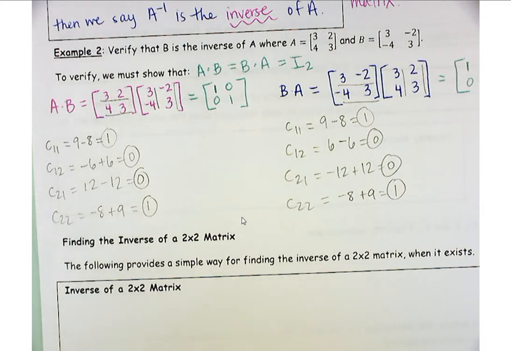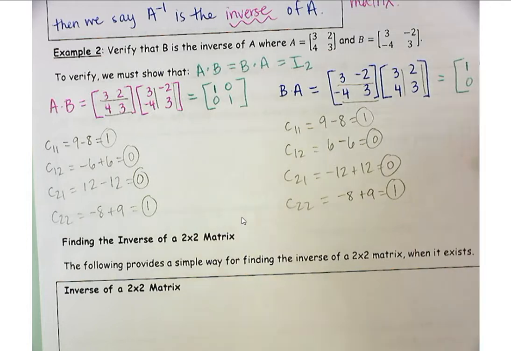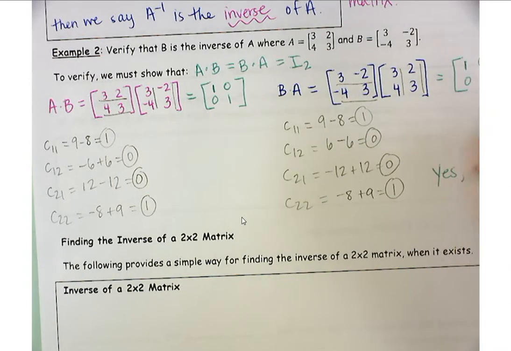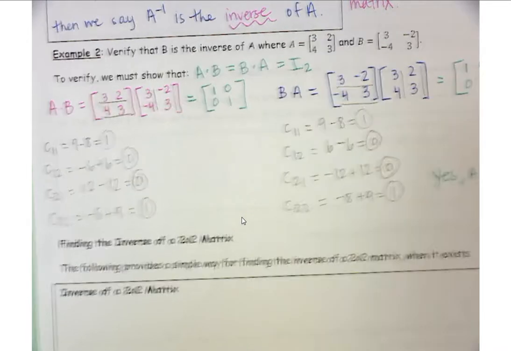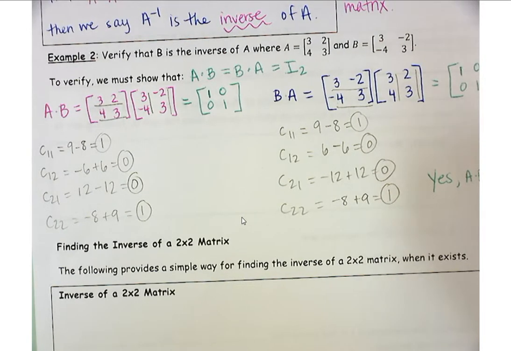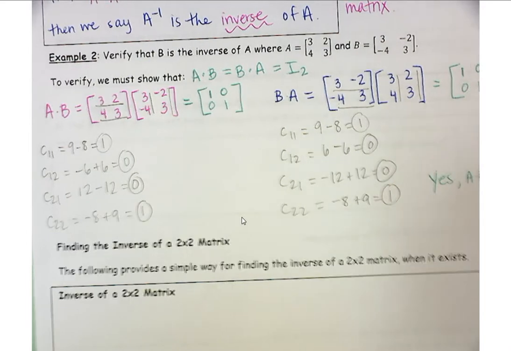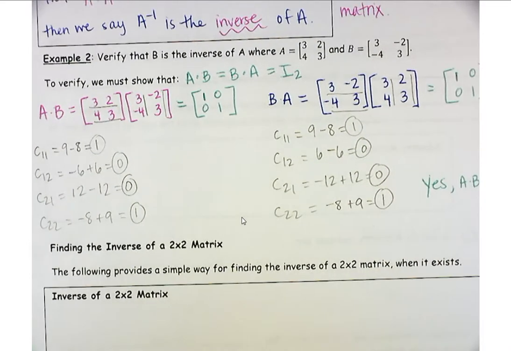Okay, so since we verified that A times B equals B times A equals I, we just showed that those were inverse matrices. So we're just going to say yes. A times B equals B times A, which is equal to 1, 0, 0, 1, which is also known as I sub 2.